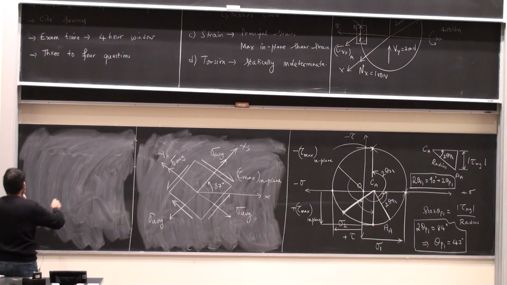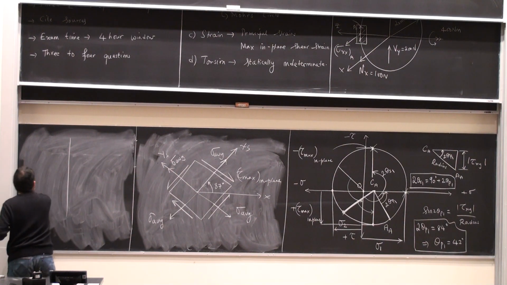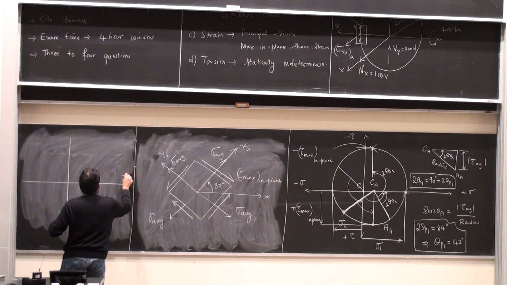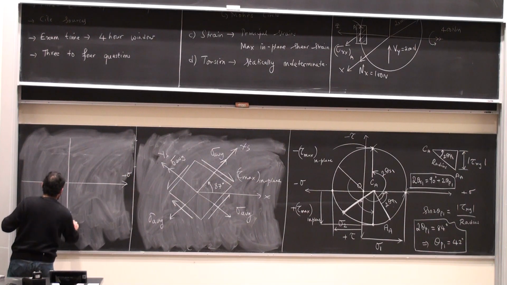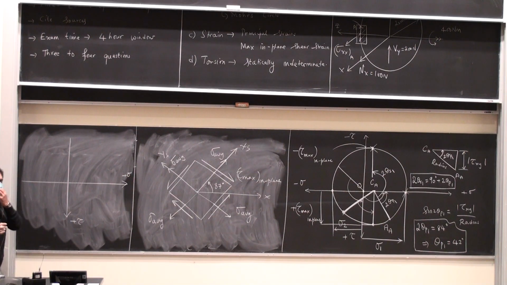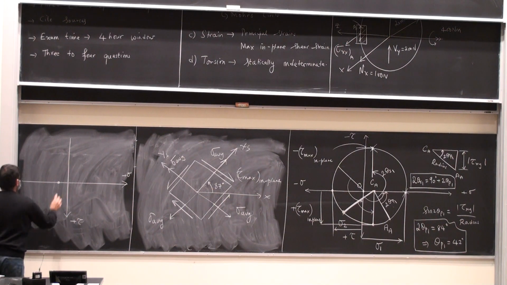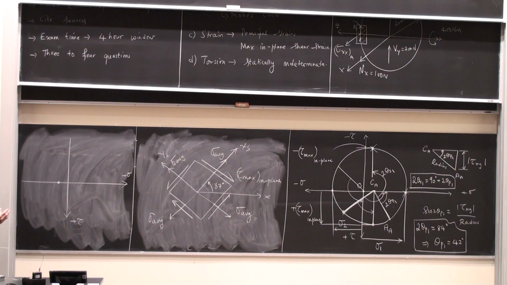Let's say that this is plus sigma. This is plus tau. Let's say that my C was negative. C is somewhere here, and let's say that my A point was somewhere here. So this is C. This is A. I have to draw the circle.